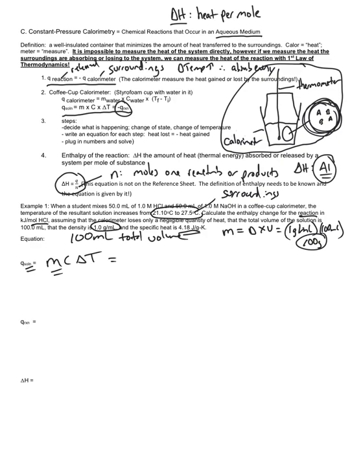Now, typically the density is not 1. It's going to be something other than 1. So usually if you do have solutions and they don't give you the mass of the solution, you might have to make use of the density equation to figure out the mass. All right, so the mass is 100 grams. The specific heat is 4.18 joules per gram Kelvin.